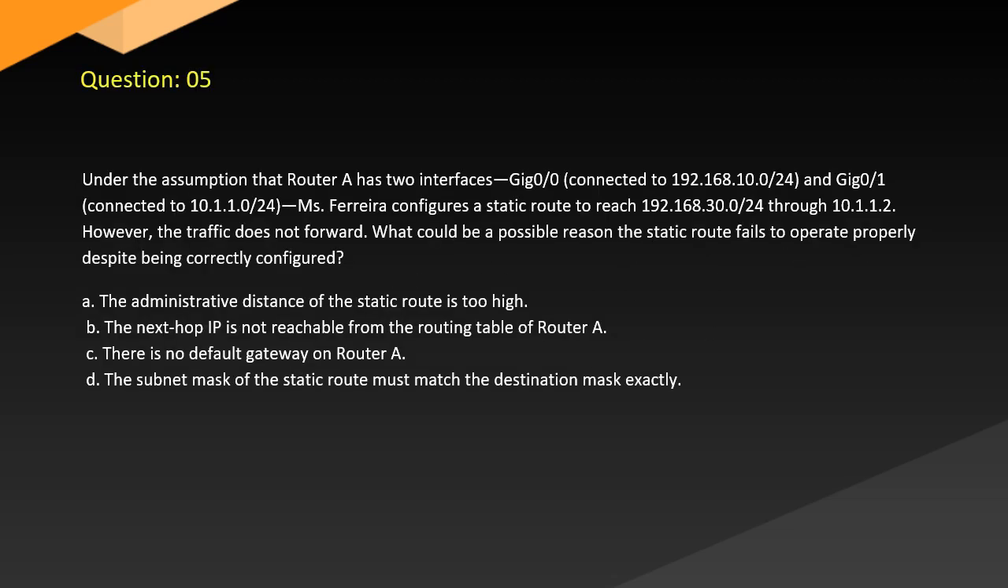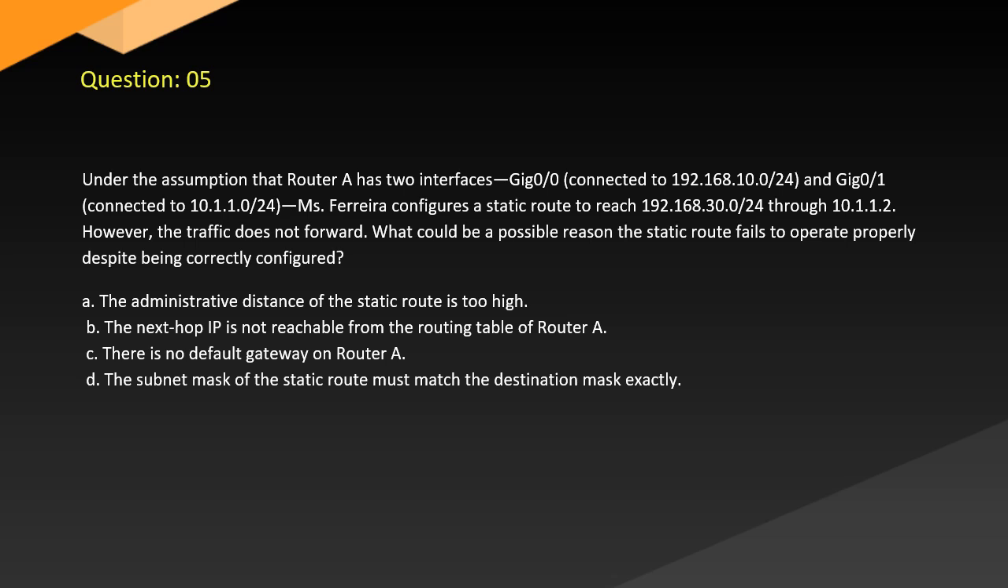Question 5. Under the assumption the router has two interfaces, Gig0/0 connected to 192.168.100.0/24 and Gig0/1 connected to 100.1.1.0/24. Router A is configured with a static route to reach 192.168.300.0/24 through 100.1.1.2. However, the traffic does not forward. What could be the possible reason the static route fails to operate properly despite being correctly configured?